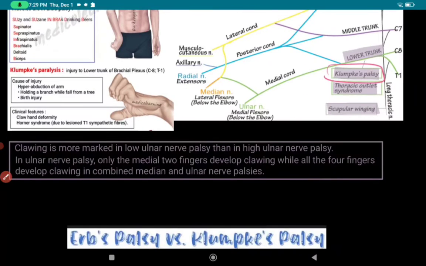In clawing, we can distinguish in a manner such that in lower ulnar nerve palsy, clawing is more marked than in higher one. And also, when only ulnar nerve palsy is present, there will be clawing only in medial two fingers. Whereas when combined median and ulnar nerve palsy is present, there will be clawing of all the four fingers.